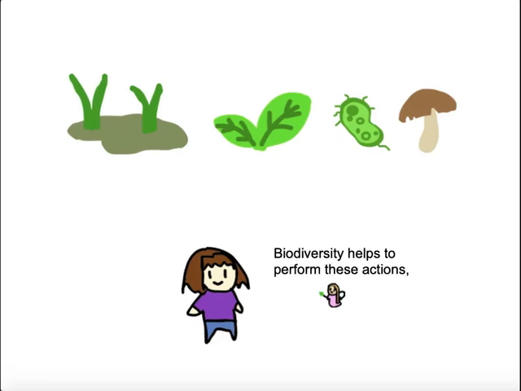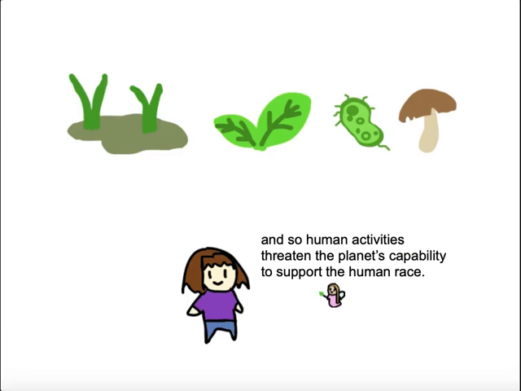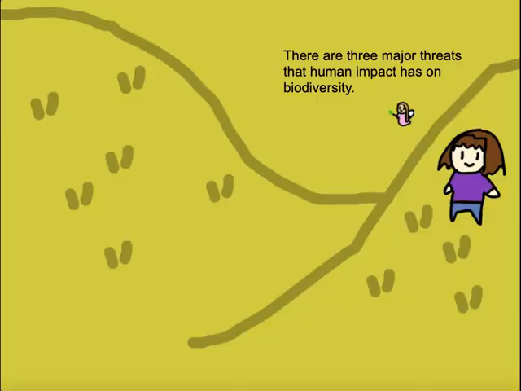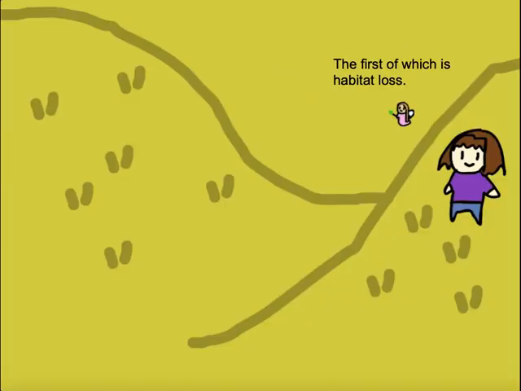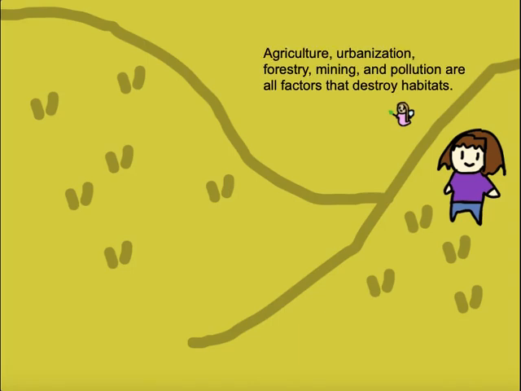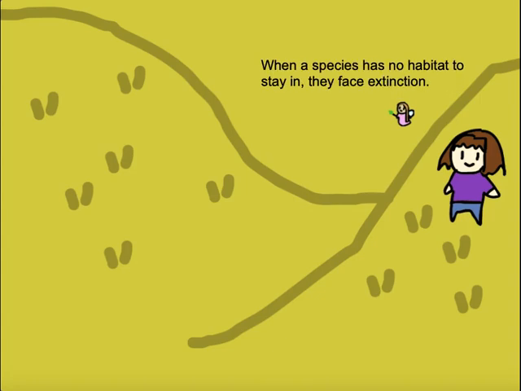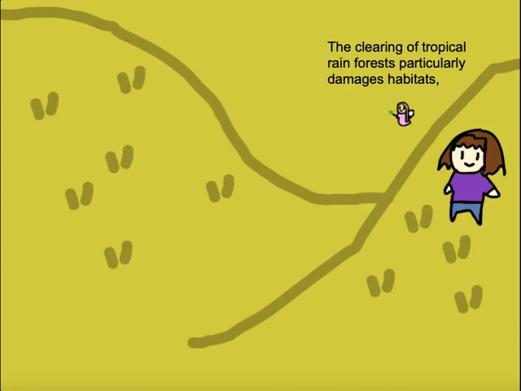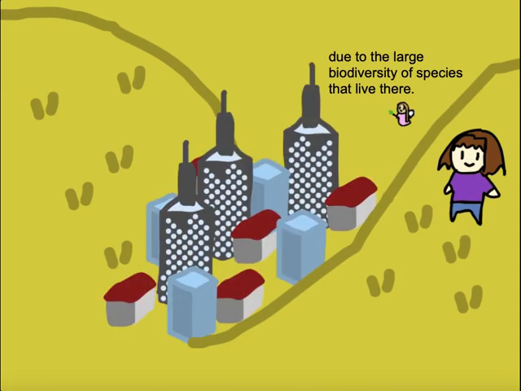Biodiversity helps to perform these actions, and so human activities threaten the planet's capability to support the human race. There are three major threats that human impact has on biodiversity, the first of which is habitat loss. Agriculture, urbanization, forestry, mining, and pollution are all factors that destroy habitats. When a species has no habitat to stay in, they face extinction.